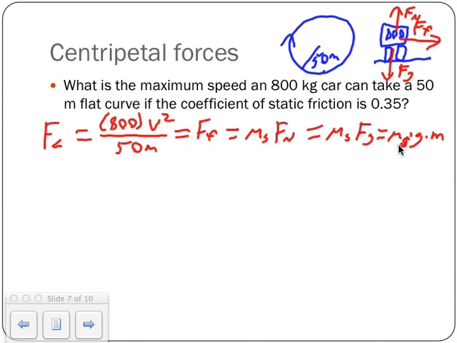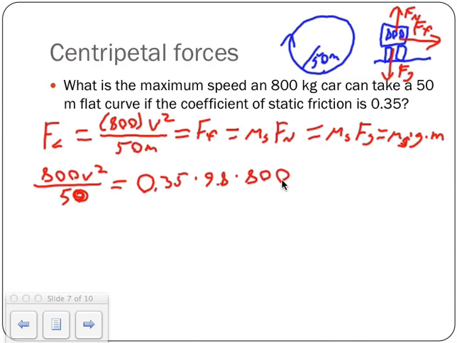That's mu s right there. So let's go ahead and set this up, plug it in. So we have 800 v squared over 50 would equal mu s, which we're told the static friction is 0.35, times 9.8 acceleration due to gravity times the mass, which is 800.